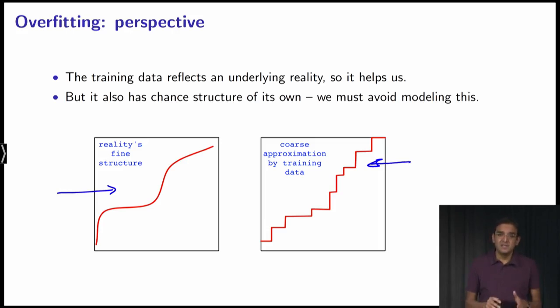So it's correct in spirit, it has approximately the right shape of the true decision boundary, but a lot of the detail over here, these little stairs, are really just fitting noise, fitting chance structure in the data. They're really just a reflection of sampling error. And paying too much attention to this kind of detail is overfitting.